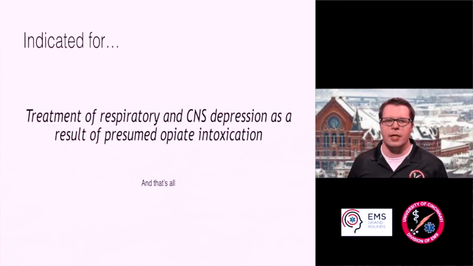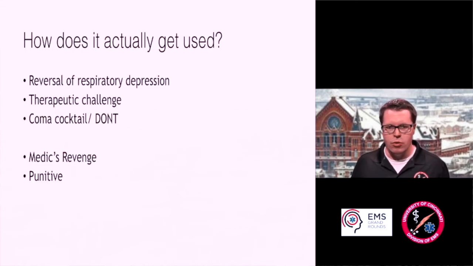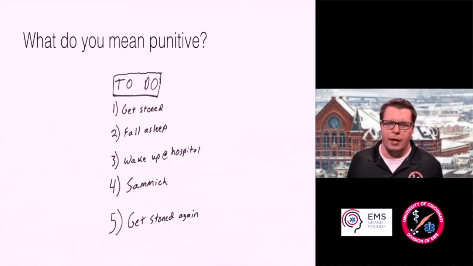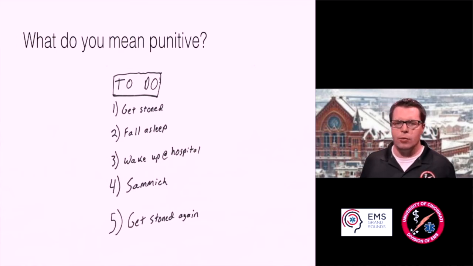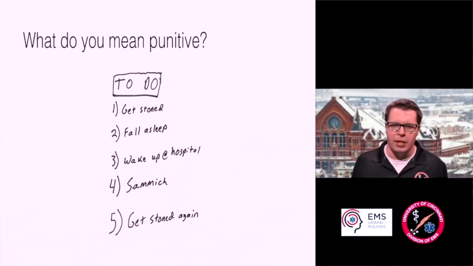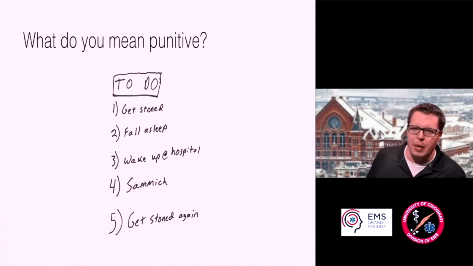The indication for naloxone, as I've sort of mentioned, is the treatment of respiratory and CNS depression as a result of presumed opiate intoxication. There's lots of other reasons that it might get used. Now keep in mind that as you're thinking, oh man, this son of a bitch, he's overdosed again, I'm going to wake him up, so he's going to get 4 milligrams of IV Narcan, he's going to have a bad day.